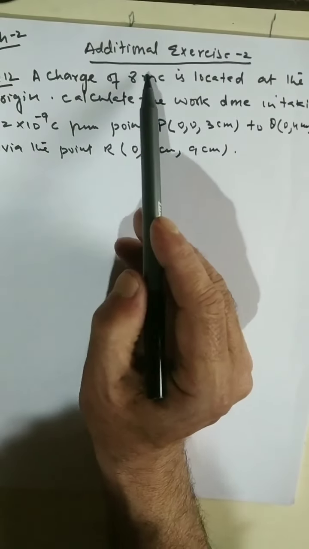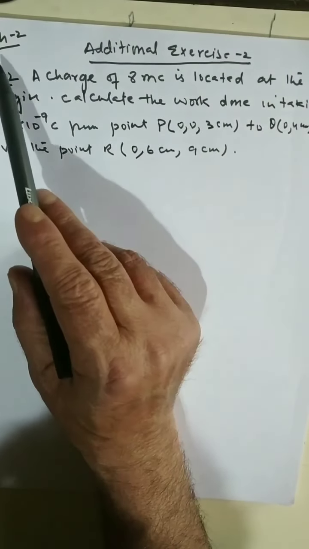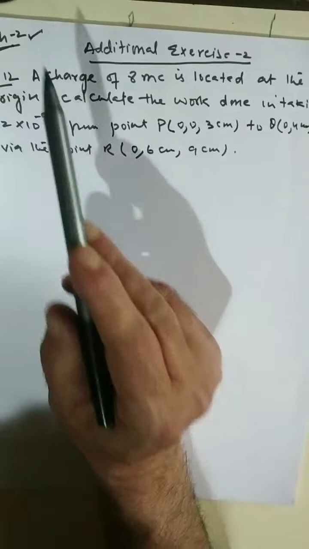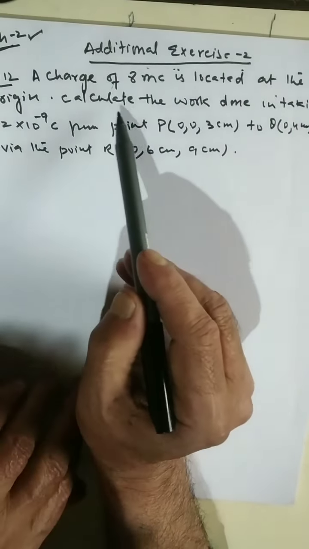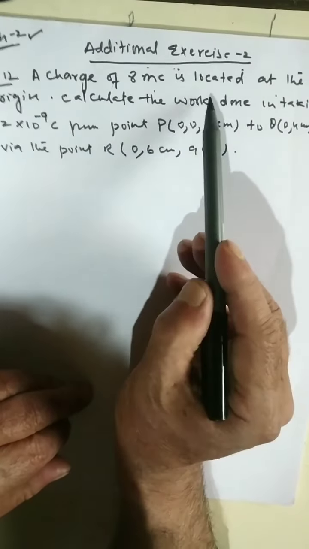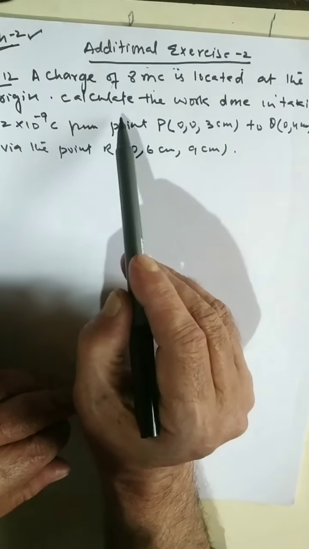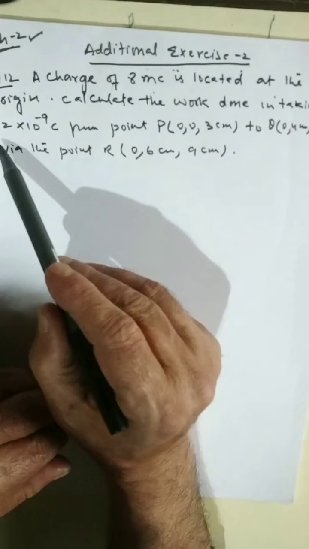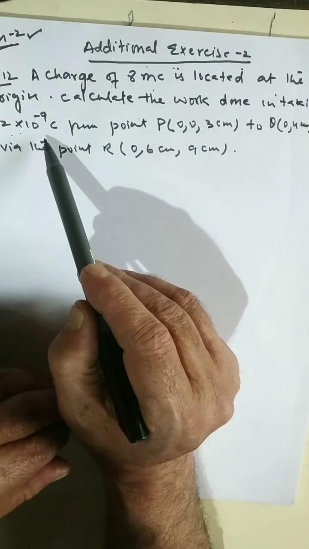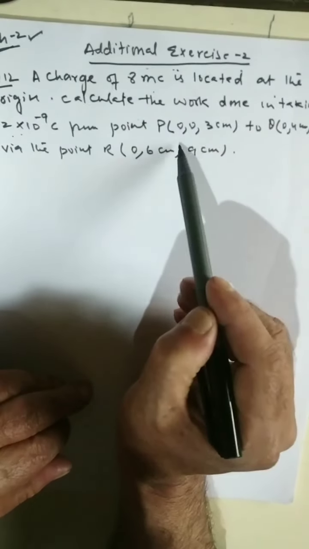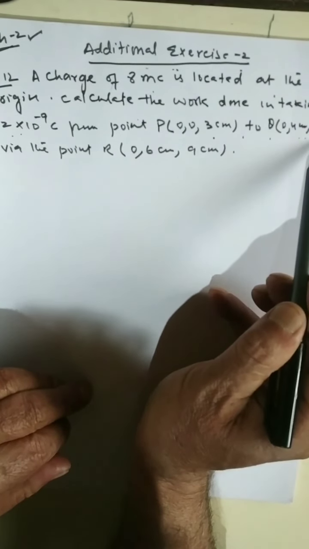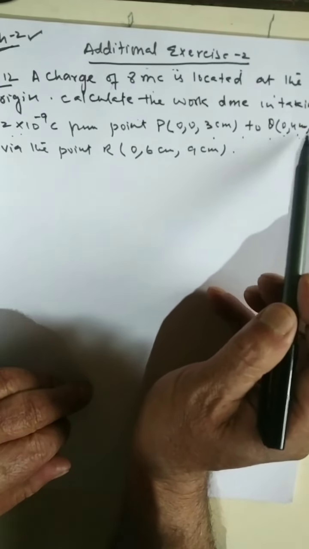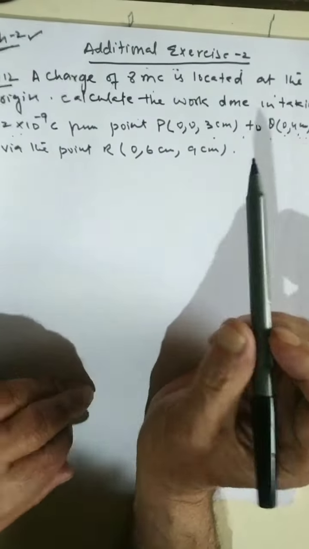Now we are continuing with chapter 2. Additional exercise 2, question number 12. A charge of 8 millicoulomb is located at the origin. Calculate the work done in taking -2 × 10^-9 coulomb from point P (0, 0, 3 centimeter) to Q (0, 4 centimeter, 0) via the point R (0, 6 centimeter, 9 centimeter).